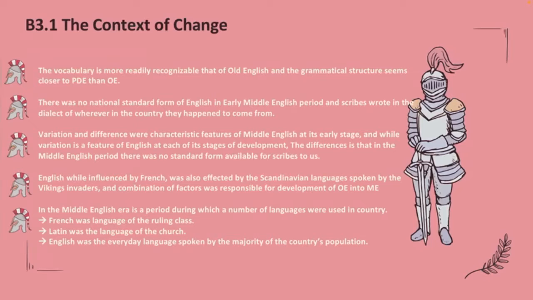English, while influenced by French, was also affected by the Scandinavian languages spoken by the Vikings, and a combination of factors was responsible for the development of Old English into Middle English. The Middle English era is a period during which a number of languages were used in the country: French was the language of the ruling class, Latin was the language of the church, and English was the everyday language spoken by the majority of the country's population.